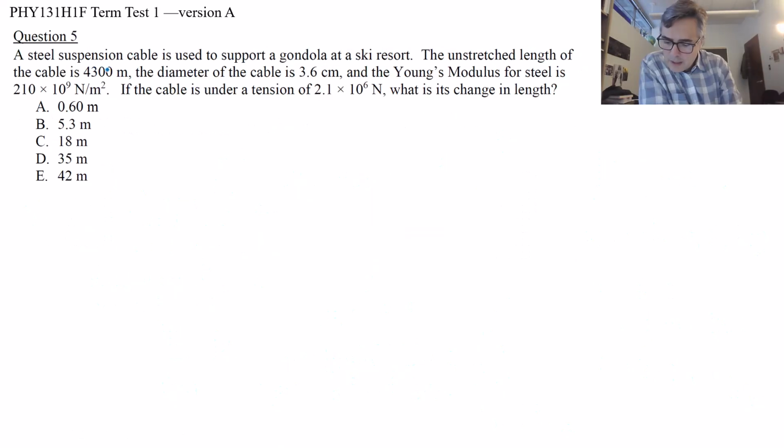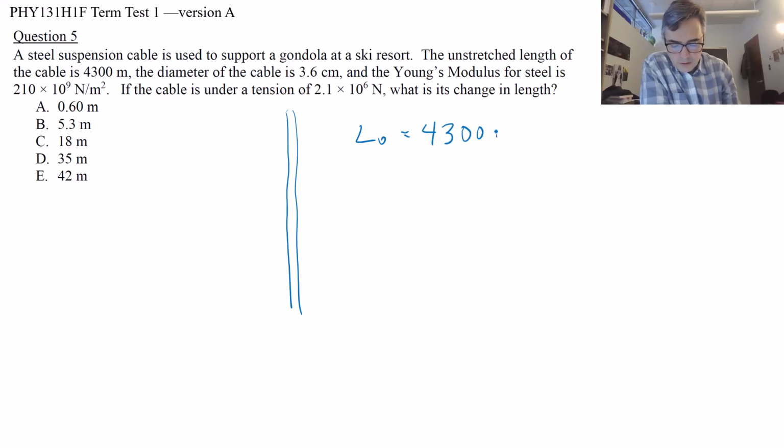D. A steel suspension cable is used to support a gondola at a ski resort. The unstretched length of the cable, I think this is going to be a Young's modulus question, so let's write L0 is 4,300 meters. The diameter of the cable is 3.6 centimeters, so we're going to need a radius in meters there. The Young's modulus for steel is 210 times 10 to the 9 newtons per meter squared.